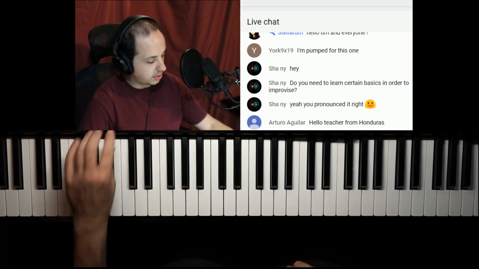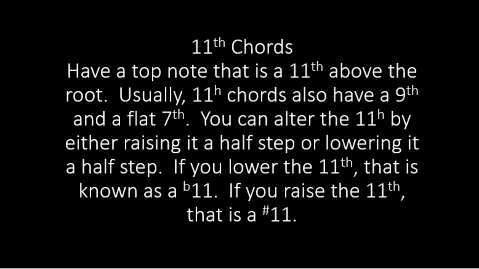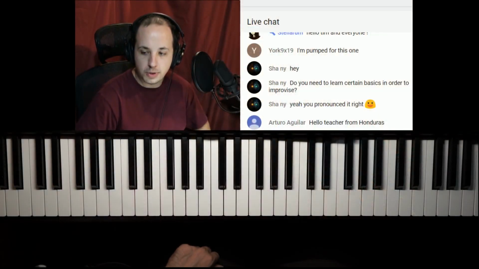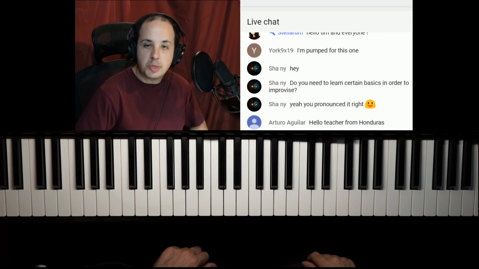On sheet music, it will look like this. Okay, now we're going to talk about 11th chords. You can read that if you want. It basically does the same thing as with the ninth chord. So let me show you what this looks like on the piano.